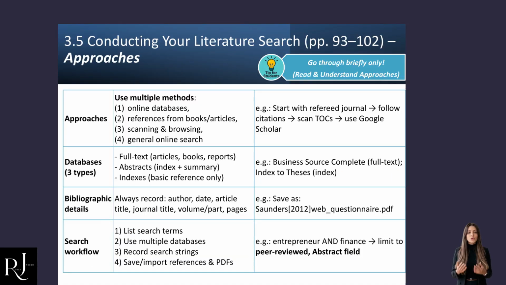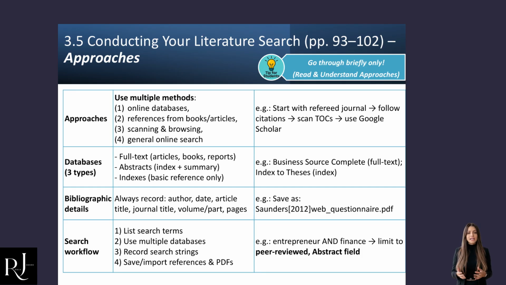There are multiple approaches to searching. For instance, you can use online databases such as ProQuest and Emerald Insight, which we mentioned earlier. These databases are rich in various academic resources. You should also check references from books or articles. Say, if you're reading a well-known research book on business management, the references in it can lead you to other relevant and high-quality sources.